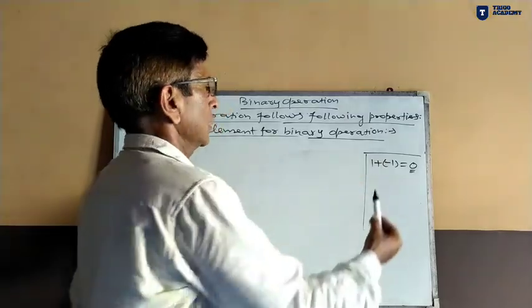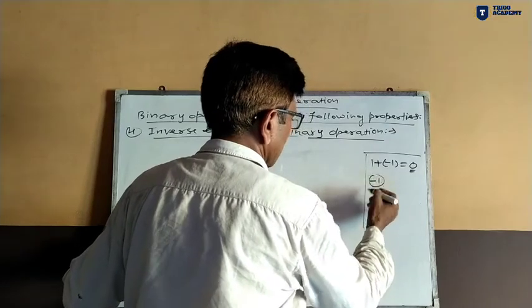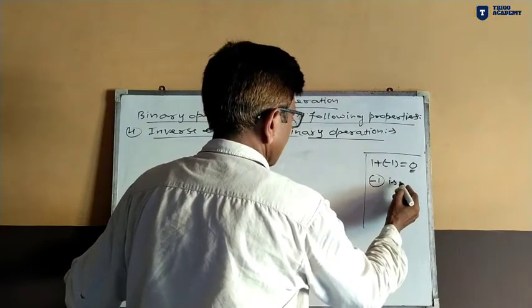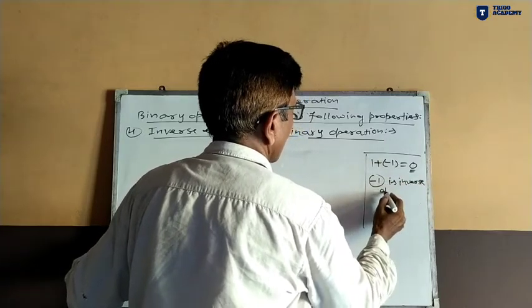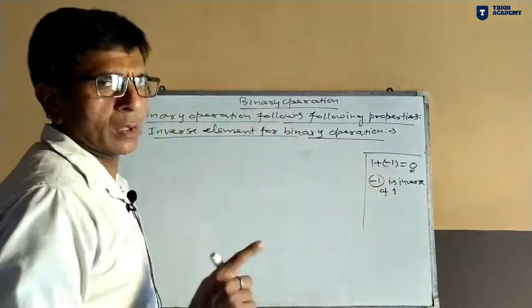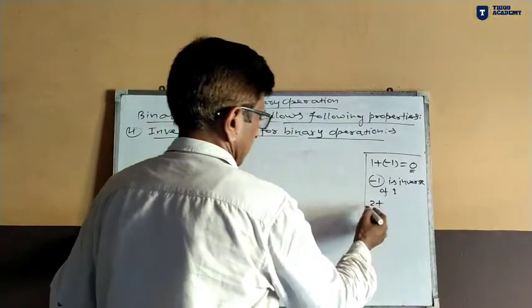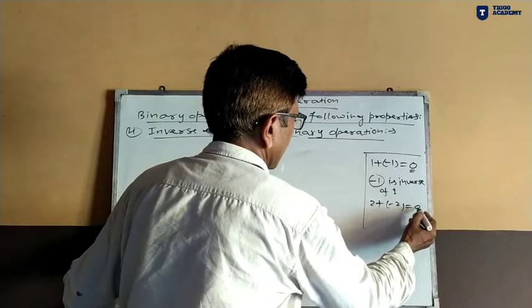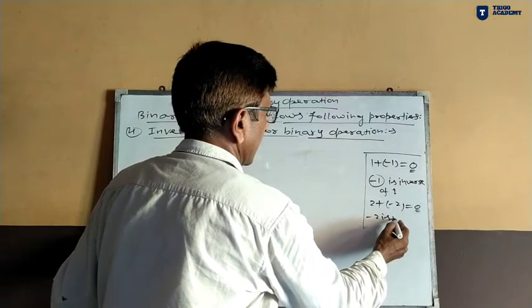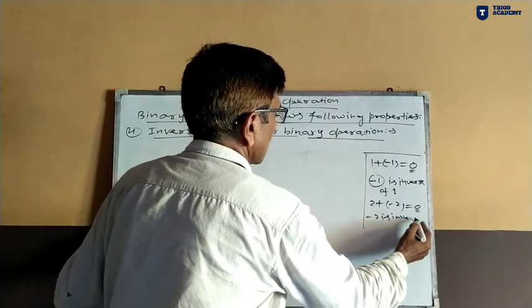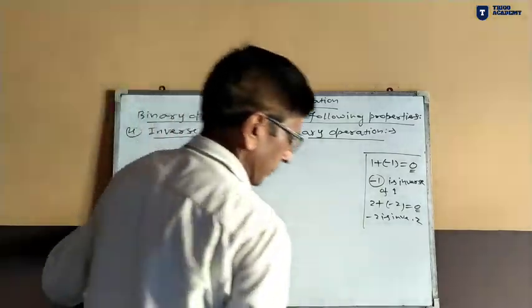When we add -1 to 1 we get 0. It means this element -1 is inverse of 1. Same way, if we add -2 to 2 again we get 0, that is identity. So same way -2 is inverse of 2. Is it clear? Now for binary operation, same way.